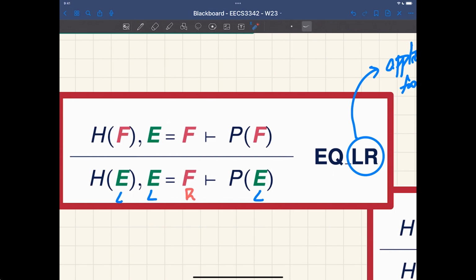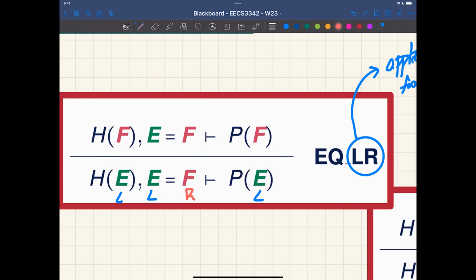If this is what we want to prove, it would be sufficient to prove a different goal with a different assumption, as long as we replace every free occurrence of E by F. Every free occurrence of E by F. We are basically proving the same thing. That's what it is saying.